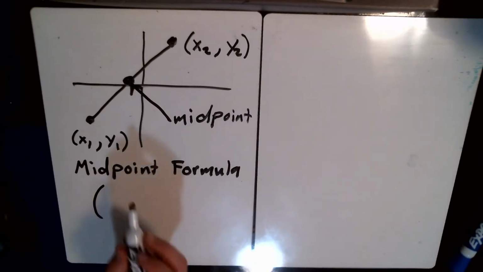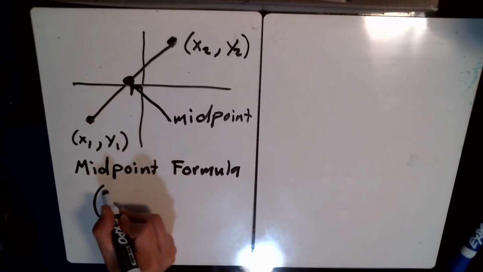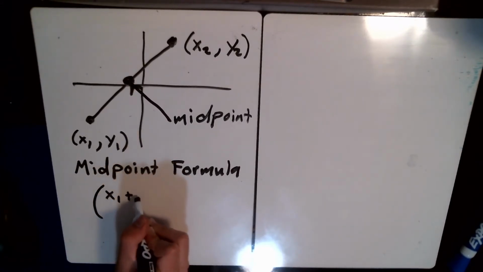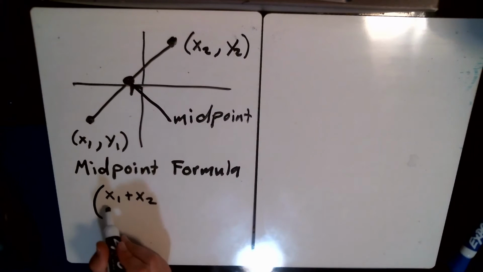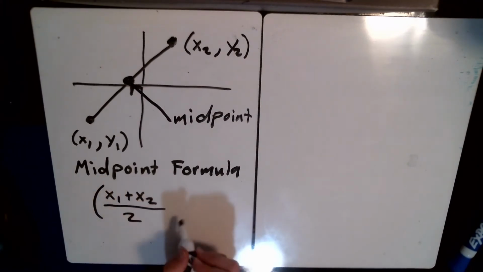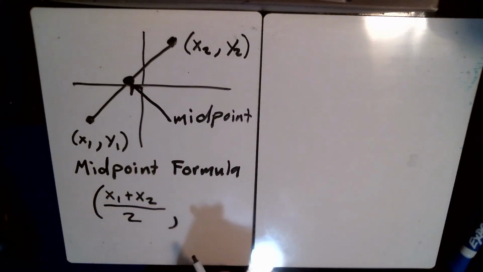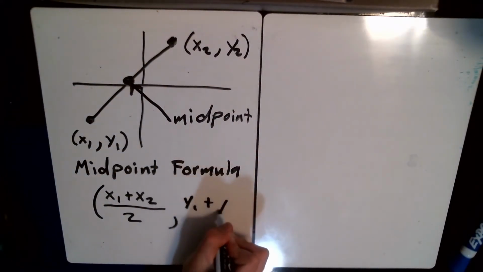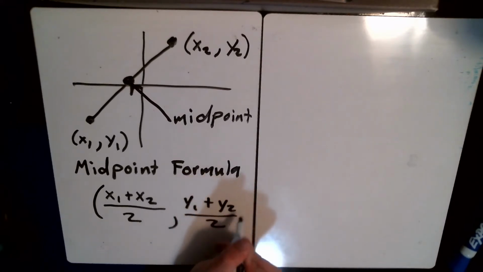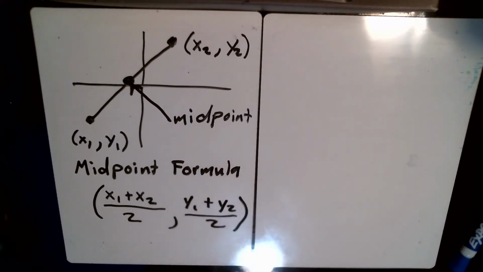So it has an x-coordinate and a y-coordinate. You get the x-coordinate by just adding the 2 x-coordinates of your points and then dividing by 2, kind of finding the average of the 2. And then you do the same thing with y. So you do y1 plus y2 divided by 2. So that's your midpoint formula.